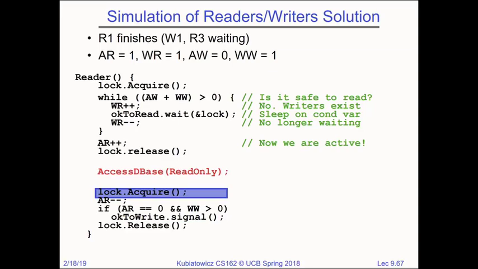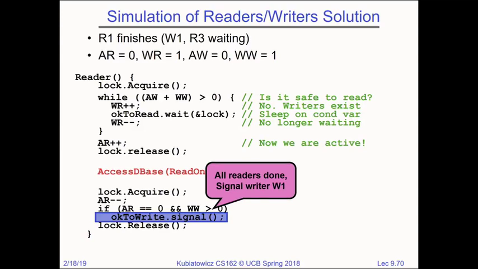Now, meanwhile, R1 finally finishes. And notice, by the way, there's nothing in this code that said that because R1 came in first, it had to be the first one out, right? We didn't make any constraints like that. So R1 finishes, the number of active readers goes down to 0, and now, is the number of active readers equal to 0? Yeah. Is the number of waiting writers greater than 0? Yeah. Signal. All readers are done, and we're going to signal writer W1 to go forward.